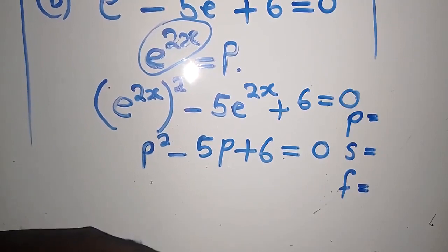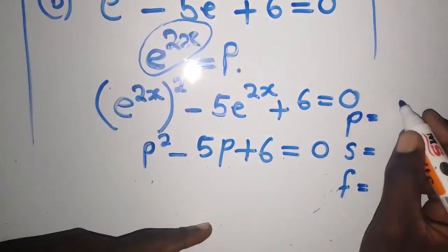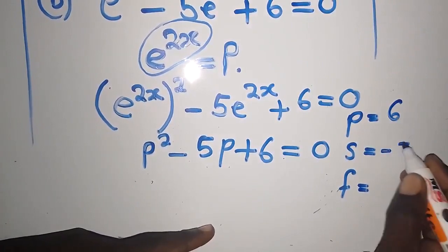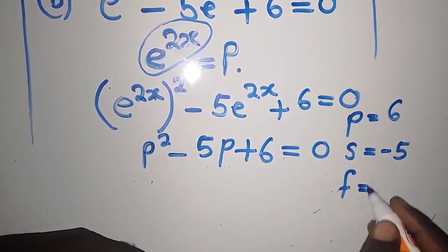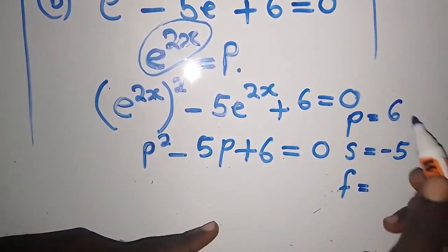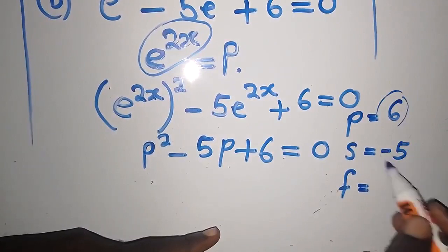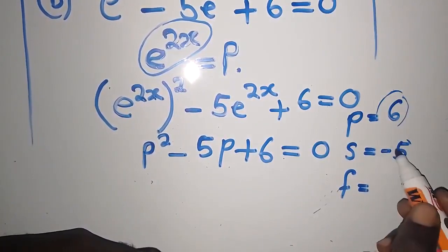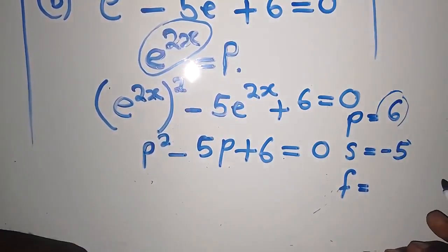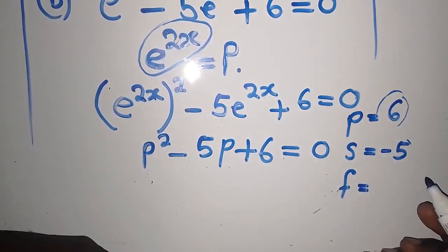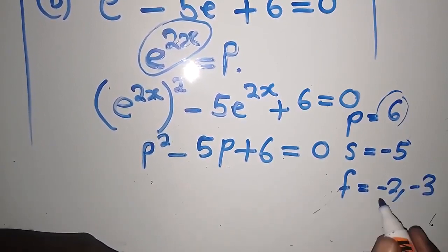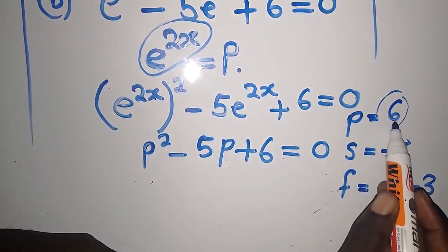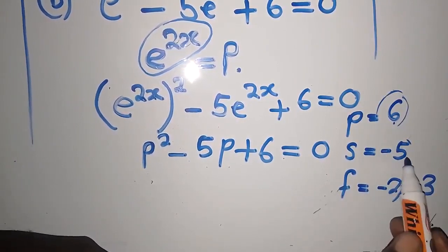So how can we find that? The product there, 1 times 6, we've got 6. The sum is -5. So how can we answer this? What are the factors now? 2 numbers that you can multiply to get 6, and when you add them, you get -5. So what are those 2 numbers? Those numbers are -2 and -3, such that if you multiply these, you get +6, and when you add them, you get -5.